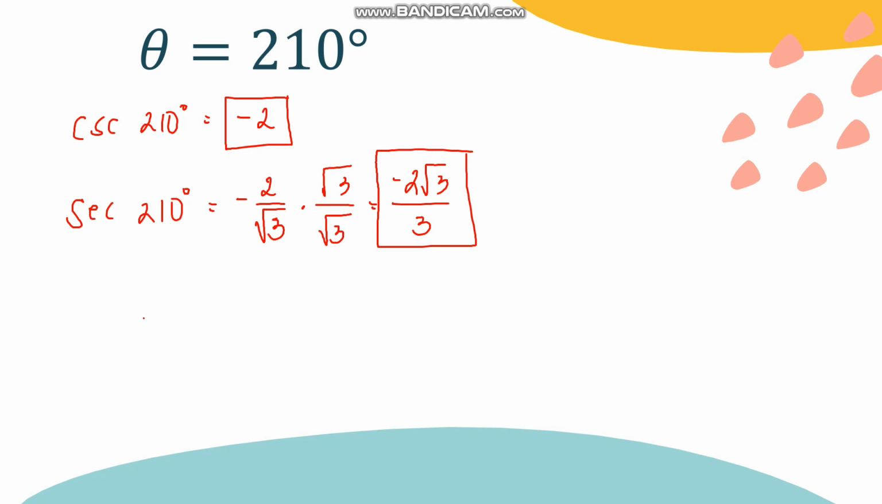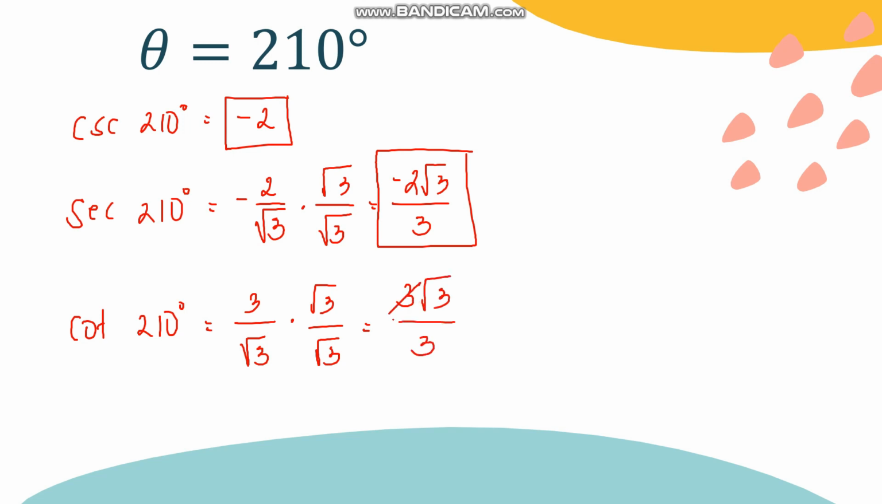And then for our cotangent of 210 degrees, we will just get the reciprocal of the tangent, which is square root of 3 over 3. Therefore, the reciprocal of that is 3 over square root of 3. And then rationalize. So we have 3 square root of 3 all over 3. So you can still cancel this. We will get square root of 3 as the answer. So we're now able to identify the 6 trigonometric functions of 210 degrees using the reference angle.